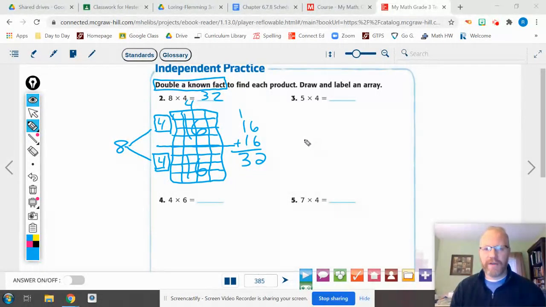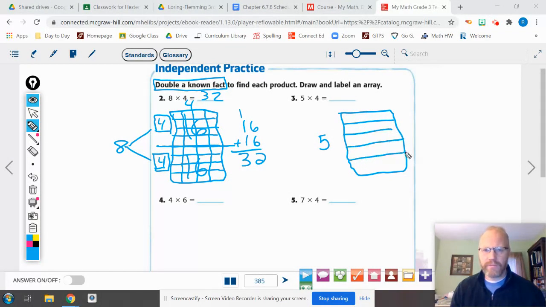Moving forward, 5 times 4. We're going to start with drawing our array. We have 5. So we're going to cut it 4 times. 1, 2, 3, 4. Then we have 4, which we're going to break into smaller numbers. 4 can be broken into 2 plus 2. So we have 4, we're going to cut it 3 times. 1, 2, 3.